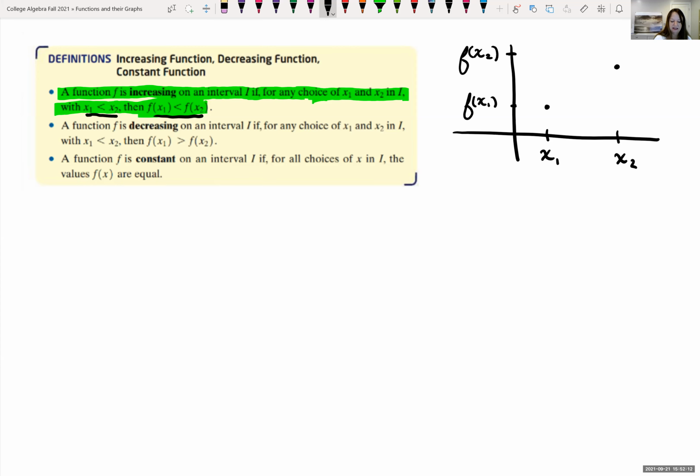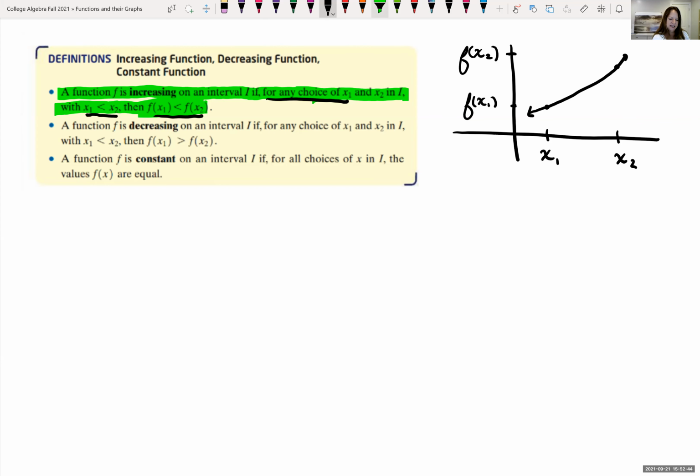And that has to be the case for any x sub 1 and x sub 2 that you choose on that interval for the function to be increasing on I. And so it would be going up. It's even increasing more than that on how I drew it, but it's increasing from x sub 1 to x sub 2.